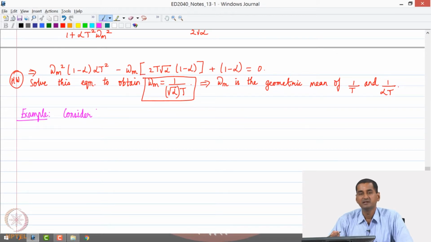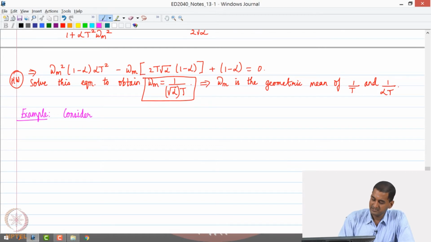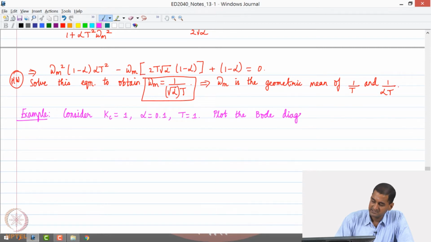So you see that in the lead compensator there are 3 parameters which have to be figured out. It is Kc, alpha and capital T, right. So those are the 3 parameters involved in the control transfer function. So let's say we consider Kc to be 1, we consider alpha to be, let us say, 0.1 and T to be equal to 1. So let us plot the Bode diagram of this controller transfer function, C of s.